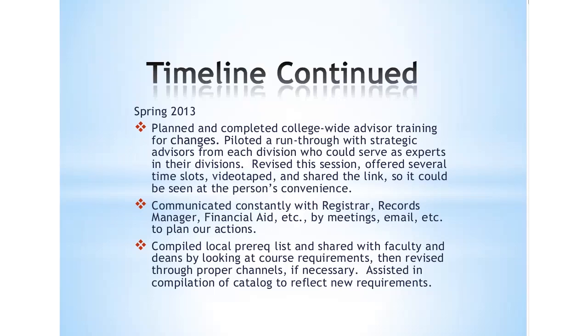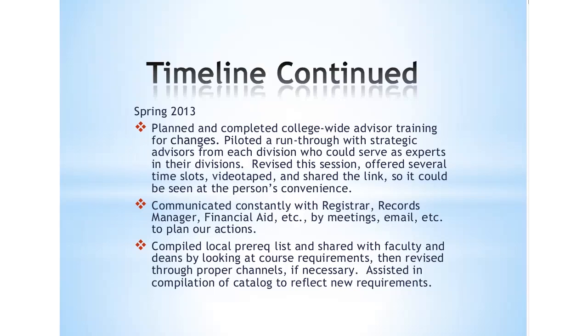The adjuncts and other people who may not always be up to date on some of these things could go back and look at this and see how we established the advisor training. We did that jointly with our student services, so everyone was involved. It wasn't just one department doing this workshop. That came with all the communication we've had with the registrar, the records manager, and financial aid, as we've all been trying to plan this together.